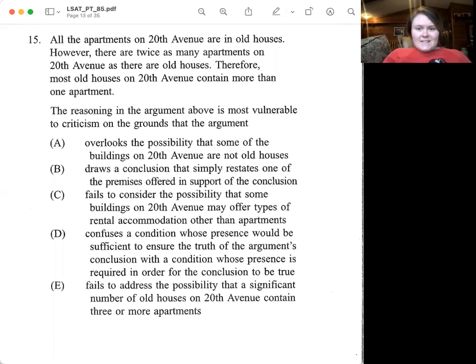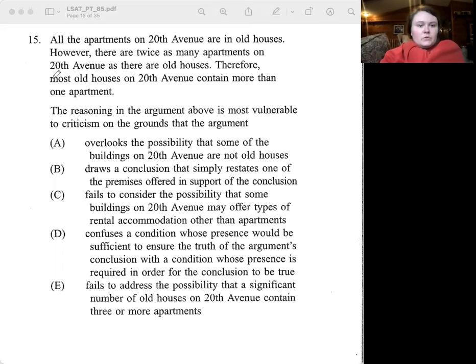All right, so we're saying that all of the apartments on 20th Avenue are in old houses. However, there are twice as many apartments on 20th Avenue as there are old houses. Therefore, most old houses on 20th Avenue contain more than one apartment. So our conclusion here is most old houses on 20th Avenue contain more than one apartment.